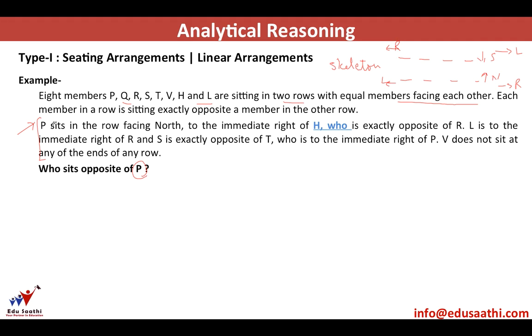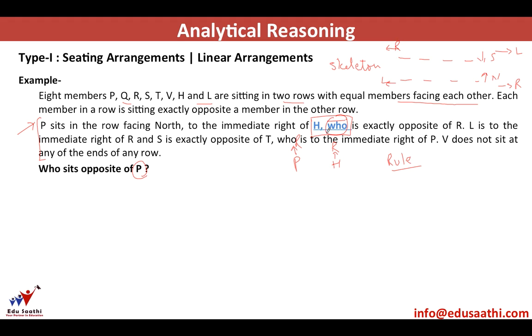So now, before proceeding towards the solution, I have highlighted this thing. If you read the first line, P sits in the row facing north to the immediate right of H, who is exactly opposite of R. So who does this? This word "who" denotes whether P is sitting opposite to R or H is sitting opposite to R. So this is a rule of grammar that you need to take note of.